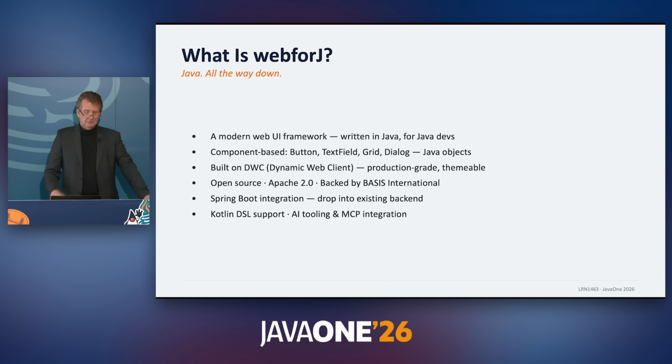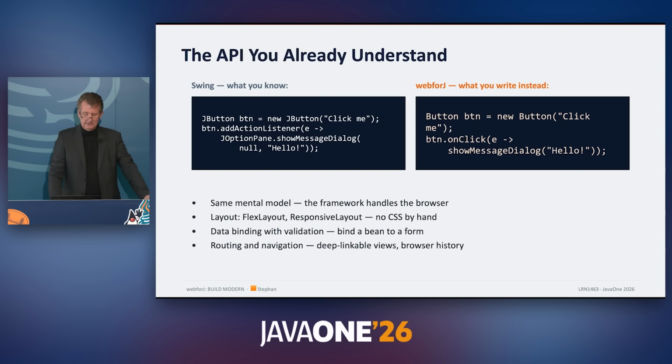webforJ is also supporting Spring Boot or Spring. You can drop it into an existing backend, and we also support Kotlin DSL, and we do have AI tooling and MCP integration available. And what I have taken out for you as a close-up is the similarity between Swing and webforJ. So in Swing, you would just have a JButton, and then you add your action listener, where you do whatever you would do in the action listener.